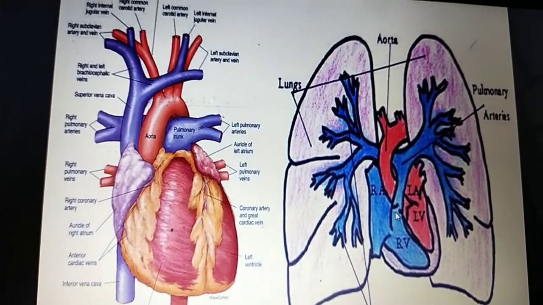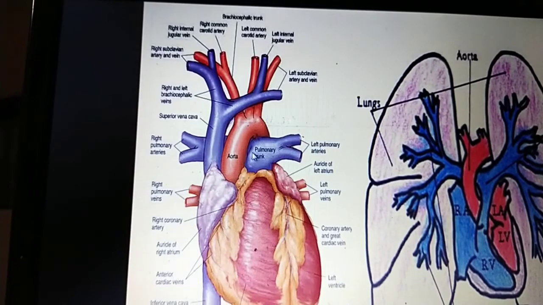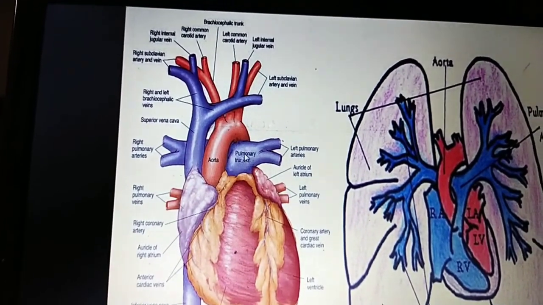The pulmonary trunk looks like a T shape. You can see here it looks like a T shape. Here also you can say it is a pulmonary trunk.